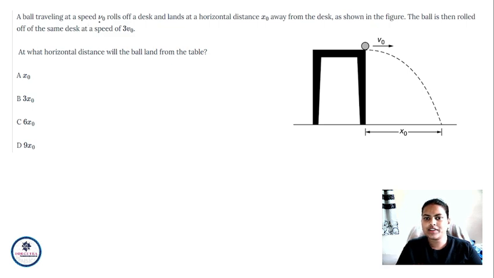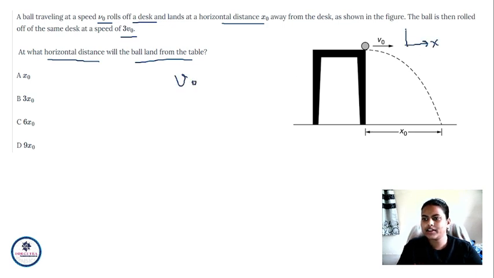Now let's move to the next question. A ball traveling with speed v naught rolls off a desk and lands a horizontal distance x naught away from the desk. Then the ball rolls off with speed 3 v naught. What horizontal distance will the ball land from the table? Now, in this question, with velocity v naught, this is the x direction and this is the y direction. This is negative y and this is negative x. These are the coordinates I am assuming. So this is positive x.